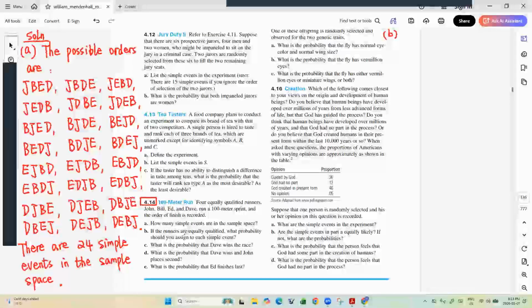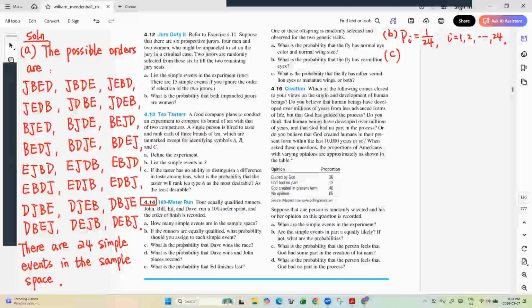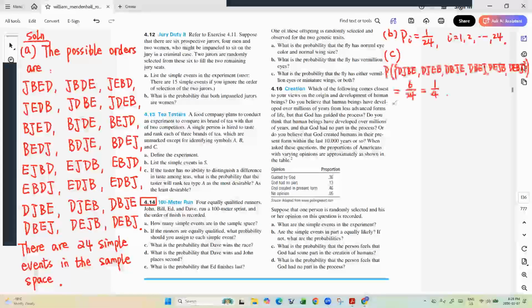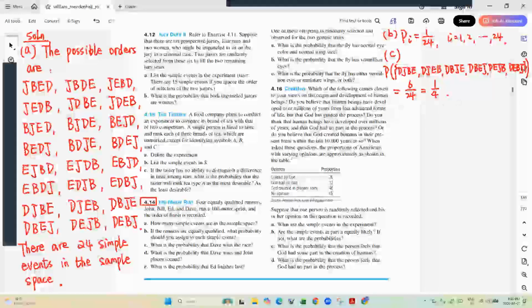If the runners are equally qualified, what probability should you assign to each simple event? Here is the result. What is the probability that D wins the race? We get this result.